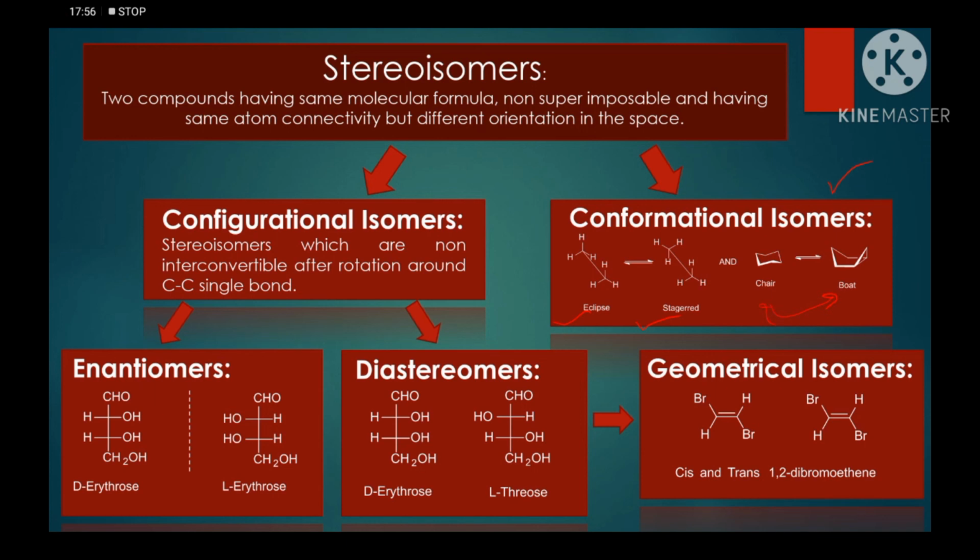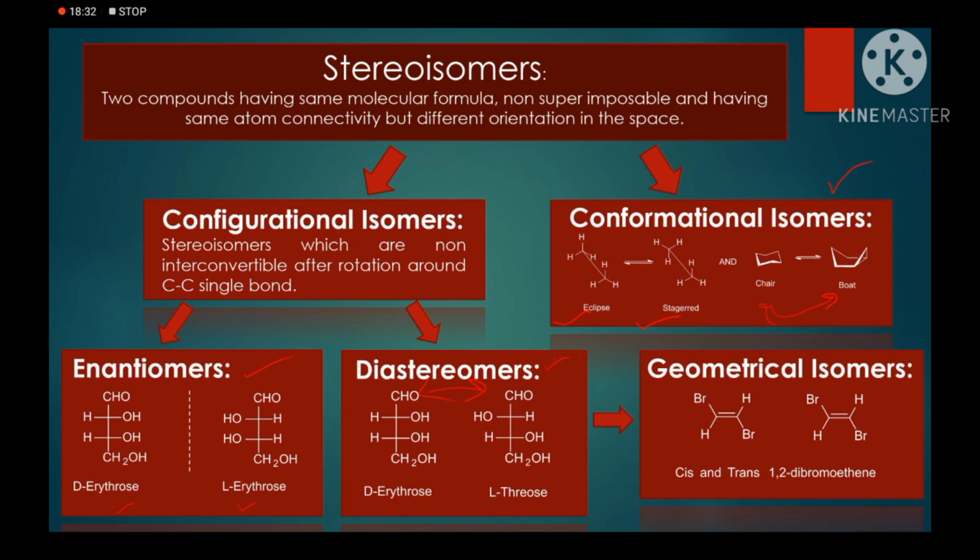Another example is enantiomers: D-erythrose and L-erythrose. We can see these two are mirror images of each other. So these two are stereoisomers, configurational isomers, and those configurational isomers which are mirror images of each other are called enantiomers. In this case, we can see these two are not mirror images of each other, but they are configurational isomers as well as stereoisomers. So these are called diastereomers. Those configurational isomers which are not mirror images of each other are called diastereomers.